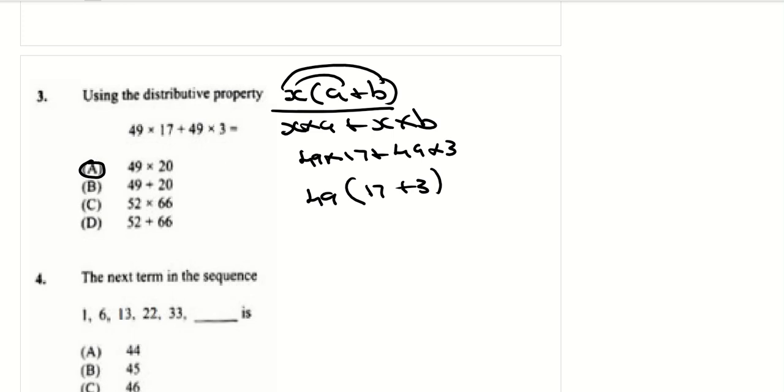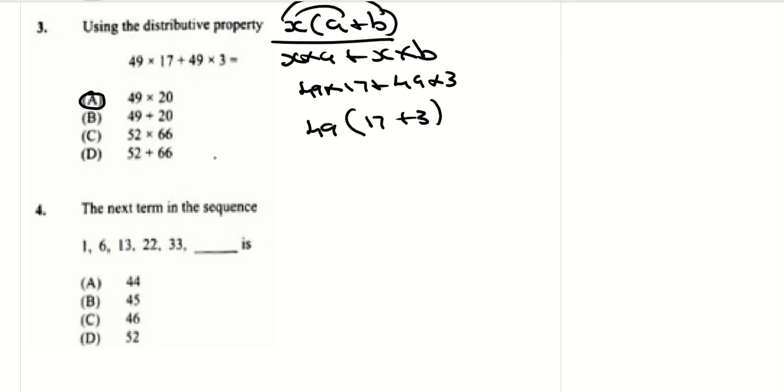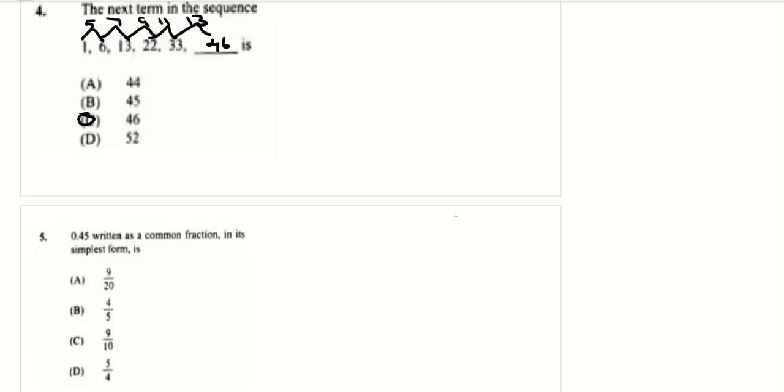This one is a repeated question. The answer is 46. We saw that the difference between one term and the previous term are odd numbers, so it's 5, then this was 7, then this was 9, then this was 11. So the next one would be the next odd number, which is 13. So 13 plus 33 is 46. So the answer is 46.